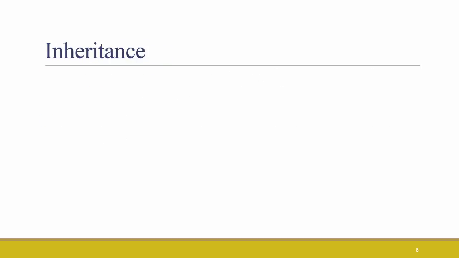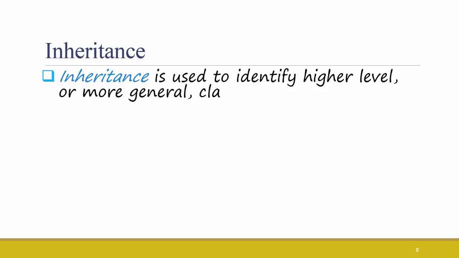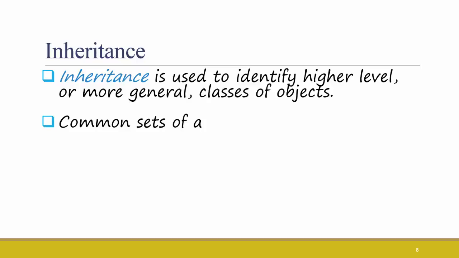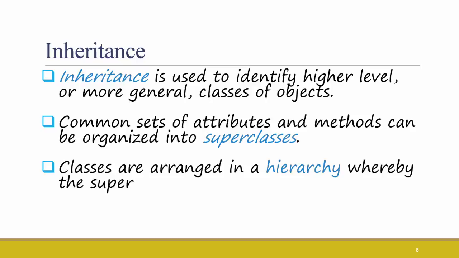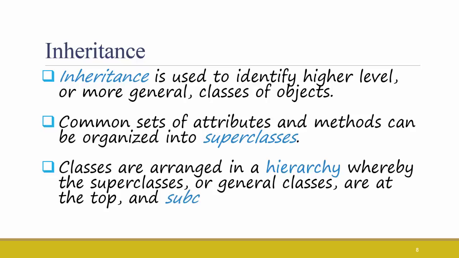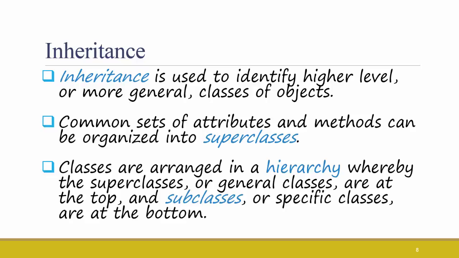The second key concept is inheritance. Inheritance is used to identify higher-level or more general classes of objects. Common sets of attributes and methods can be organized into superclasses. Classes are arranged in a hierarchy whereby the superclasses or general classes are at the top and subclasses or specific classes are at the bottom.